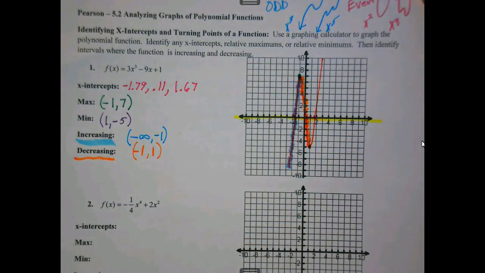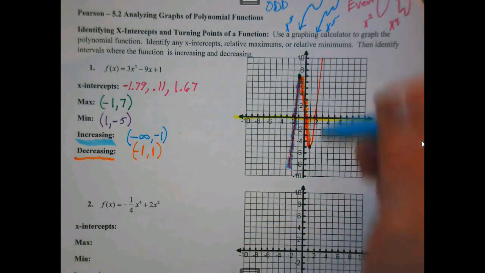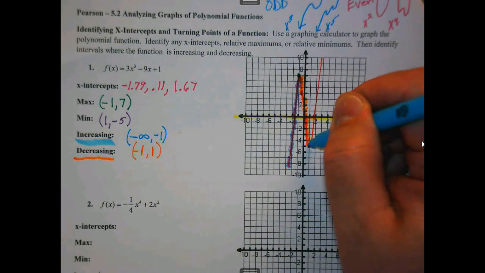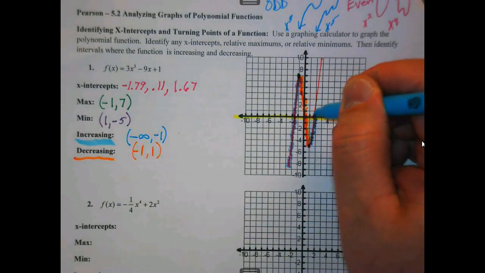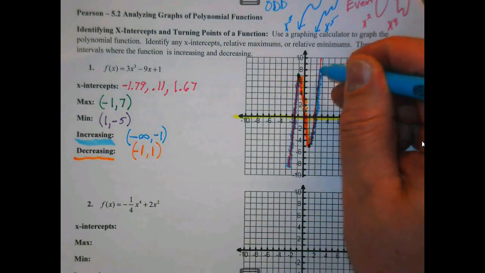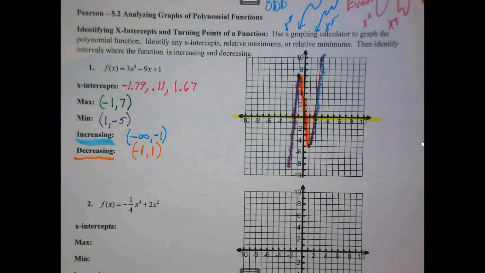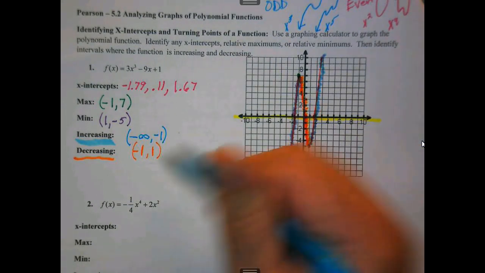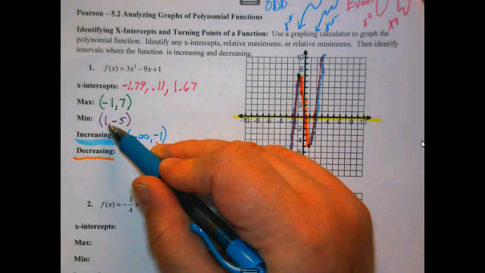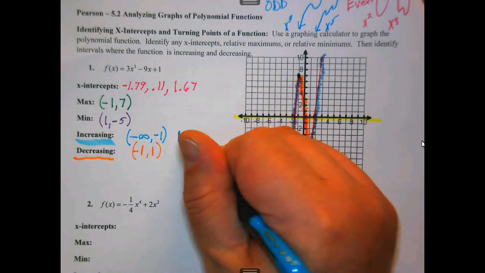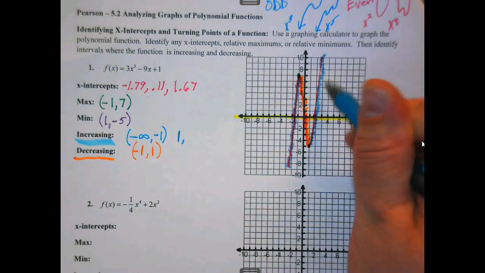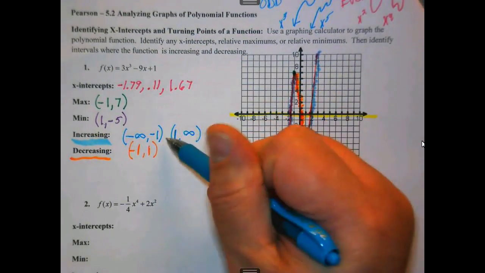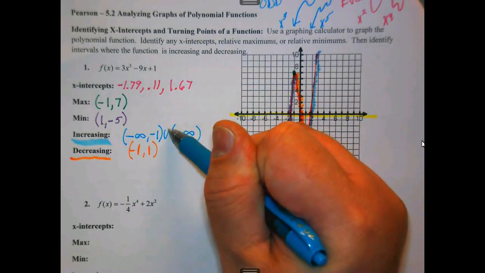Then it turns around and starts increasing again, right? From the x value of my minimum, starts increasing again all the way up to positive infinity. So from the x value of my minimum, which is positive 1, it increases to infinity. And since I got two intervals there, I need my union sign.